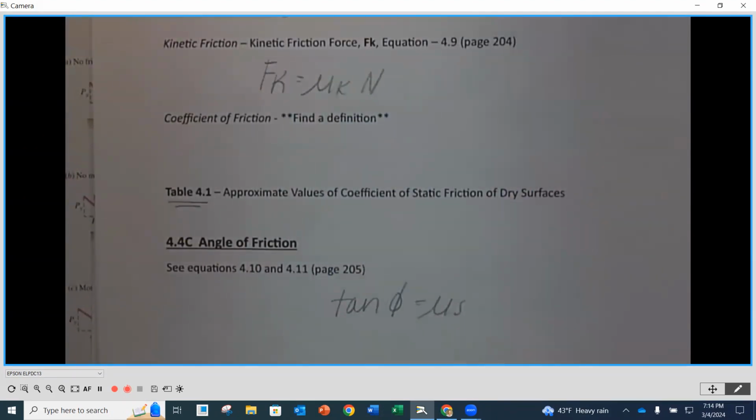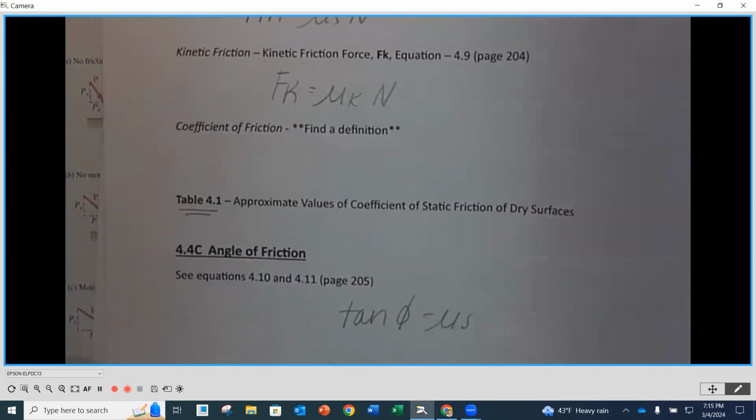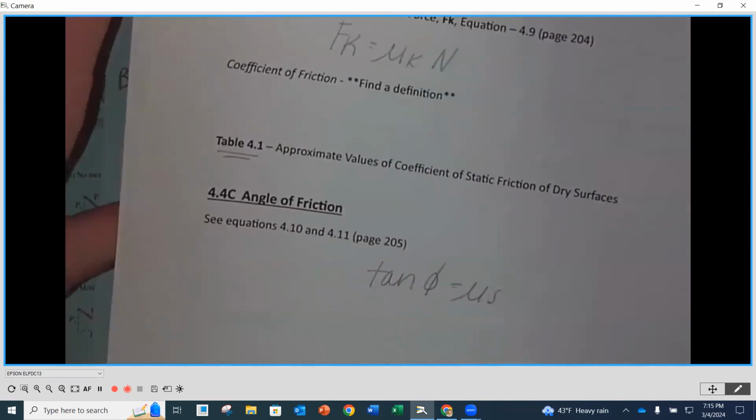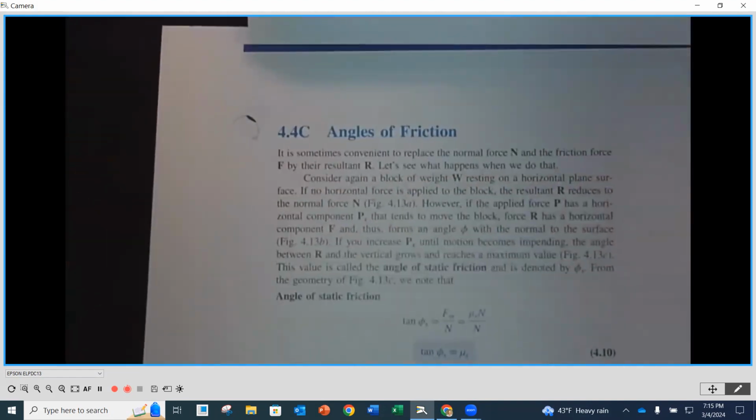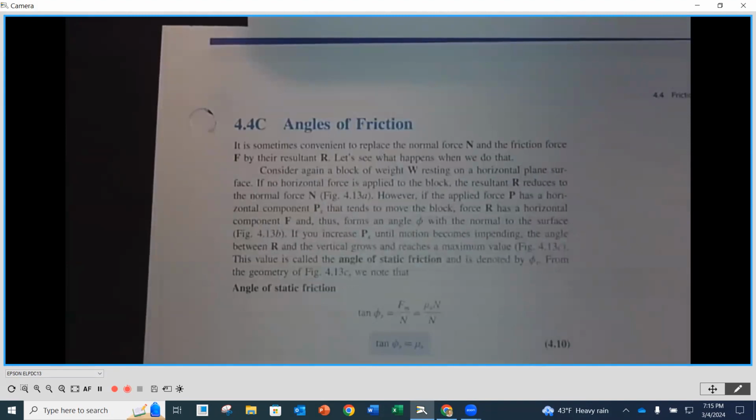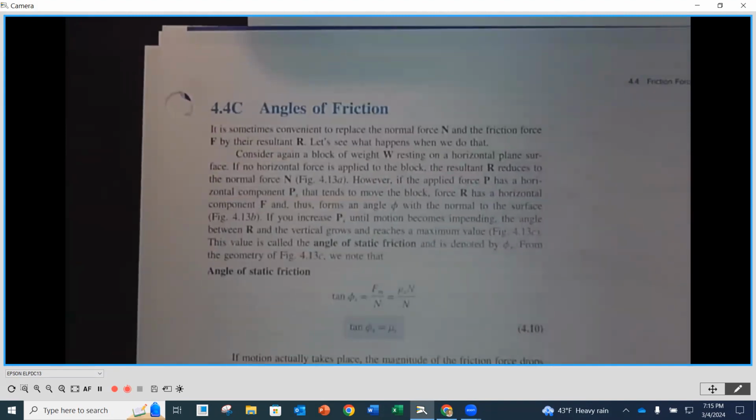Okay. And we looked at table 4.1. So the last thing that we're going to look at is angle of friction. Angle of friction. Okay. As we look, angle of friction is going to be on our next page. Angle of friction, starting at the top of page 205.